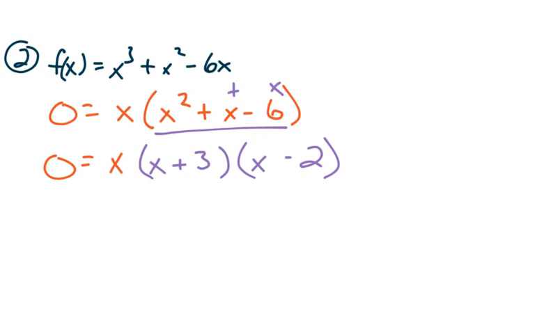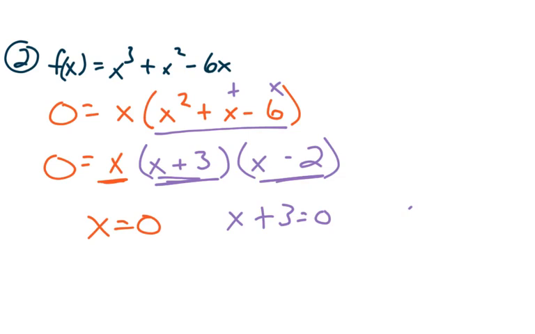So 0 equals, let's see, I don't really need to do that. At this point, I can just set each factor equal to 0. Okay, so I'll have x equals 0. Well, that one's already done for me. That one's easy. X plus 3 equals 0, and x minus 2 equals 0.